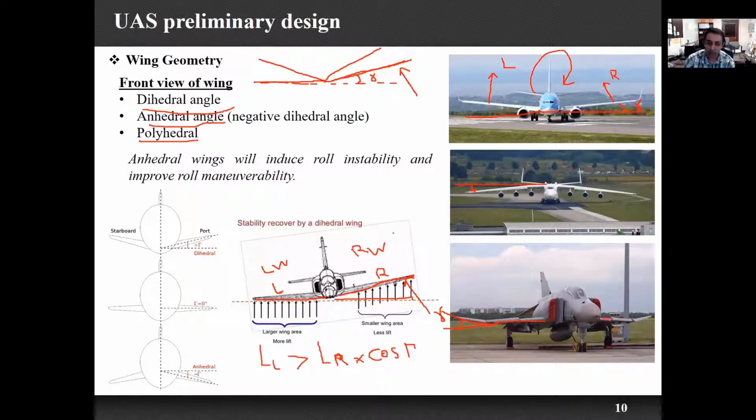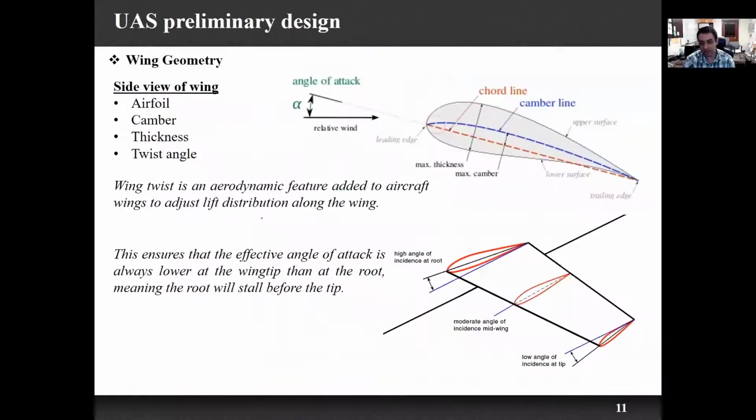The airplanes that want to be more acrobatic usually have this anhedral angle. Like if you look at firefighter airplanes, some of the airplanes that want to increase their maneuverability and go faster have this anhedral angle to be able to roll. So going to the next slide.